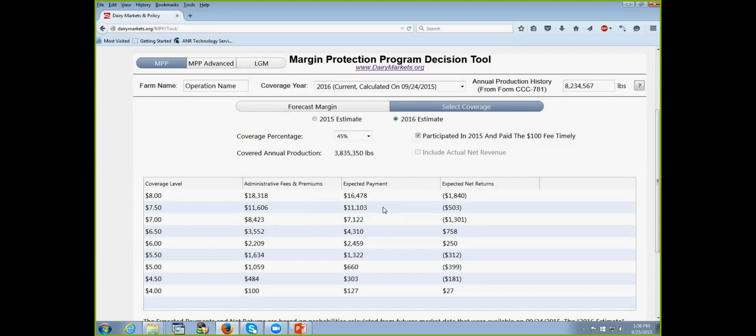And then the expected payment is based on the probabilistic forecast of the margins from the futures and options market. Roger said this, but let me stress it. If you sign up for coverage at $6 at 45%, and this is your production history, this column here of administrative fees and premiums is certain. That's what you owe. You will pay that amount. This expected payment and then the expected net returns, which is this column minus this column, is probabilistic.